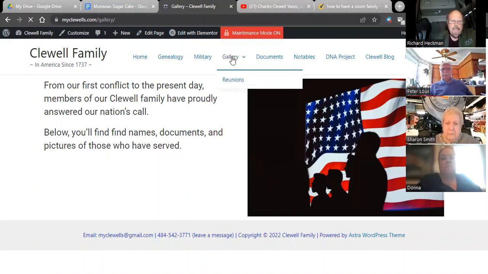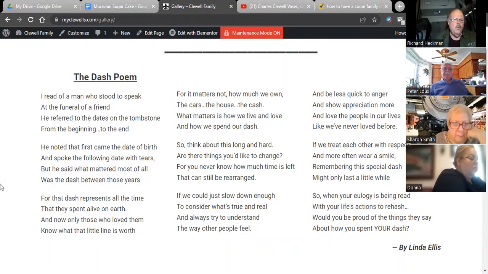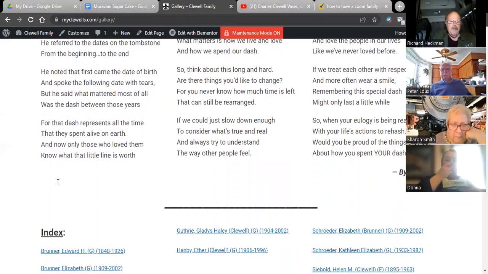Galleries. Now, I picked up this poem, if you remember a few months ago, the senator from Kansas died. Bob Dole. Bob Dole, thank you. And one of the people who spoke at his funeral read this poem, and I was moved by it. I thought it was a very, very nice poem. So I opened that up there.